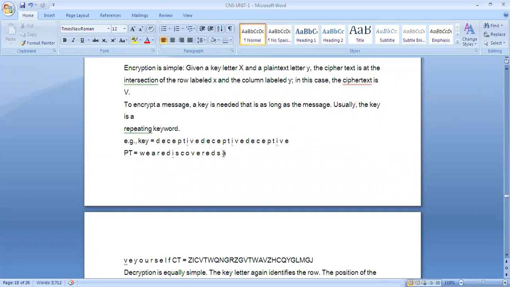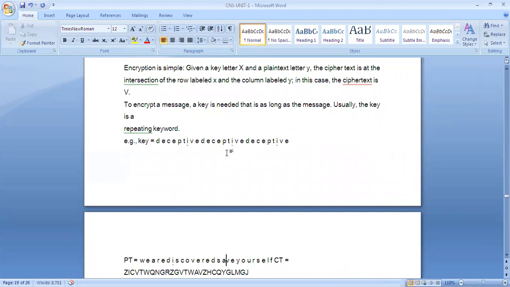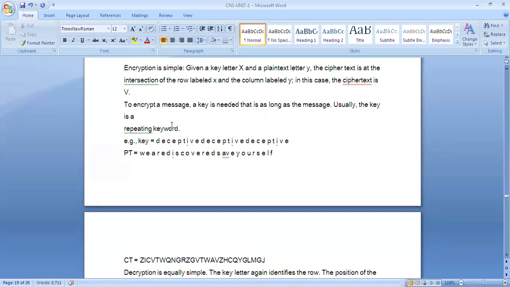We are discovered, save yourself. This is the original plain text you want to convert into ciphertext. How can we convert? What is the key here? I want to take the key as deceptive. So deceptive is the keyword.